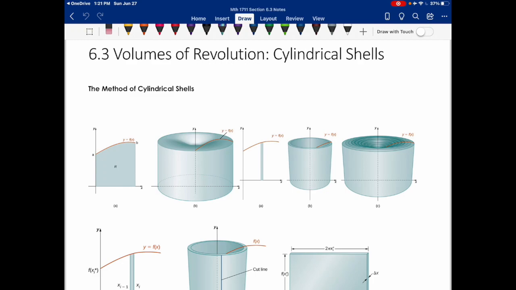In this last lesson, we're going to still continue to talk about volumes of revolution, but we're going to talk about a new method called cylindrical shells.